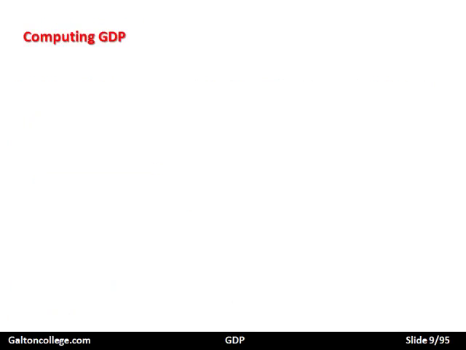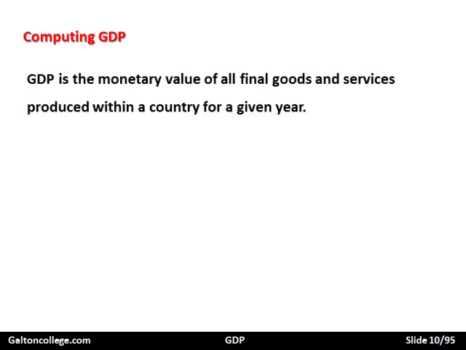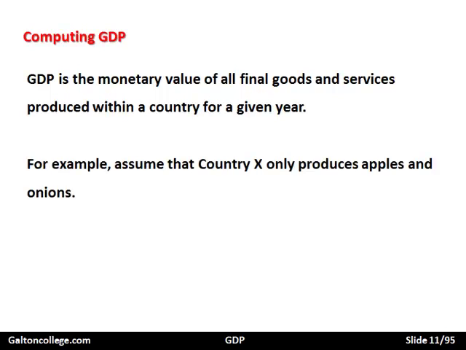Now let's look at computing the gross domestic product, GDP. GDP is the monetary value of all the final goods and services produced within a country for a given period of time, a given year, let's say. And that's what we've already mentioned in the earlier slides. So for example, assume that country X only produces apples and onions. So we'll just take a very simple economy, country X, and it only produces apples and onions. It doesn't produce anything else, just to show how it works.